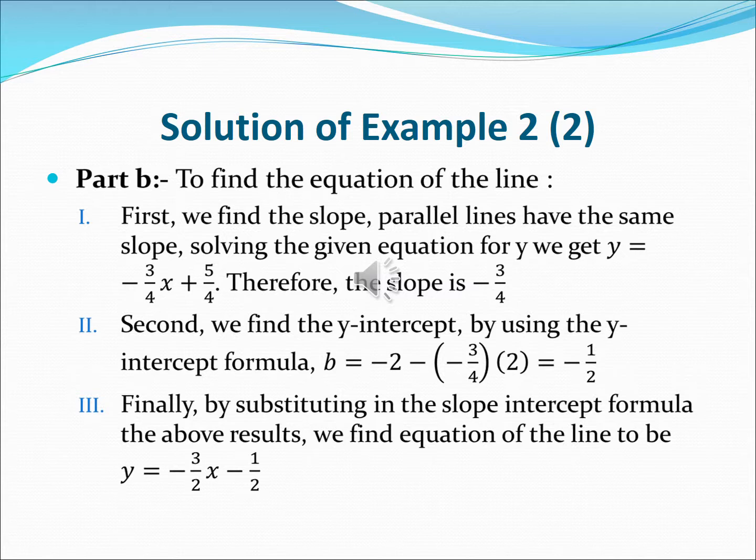Second, we find the y-intercept by using the y-intercept formula. b is equal to -2 minus -3 over 4 times 2. That is equal to -1/2. Finally, by substituting in the slope-intercept formula the above result, we find the equation of the line to be y is equal to -3 over 4 x minus 1/2.